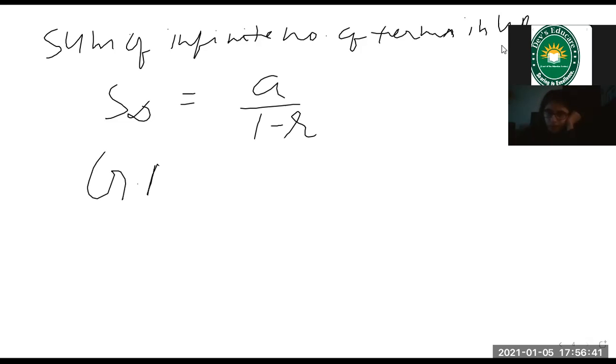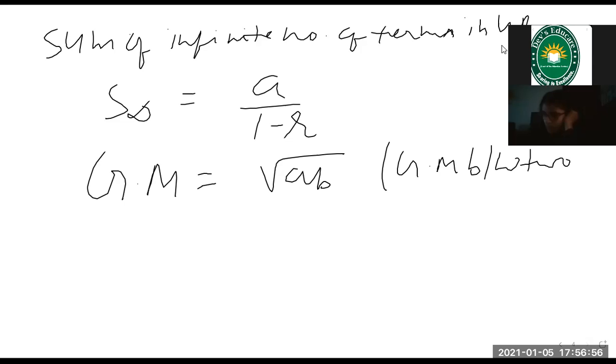GM means geometric mean between two numbers. The geometric mean between two numbers A and B is root AB. So the geometric mean between two numbers will be root over AB.